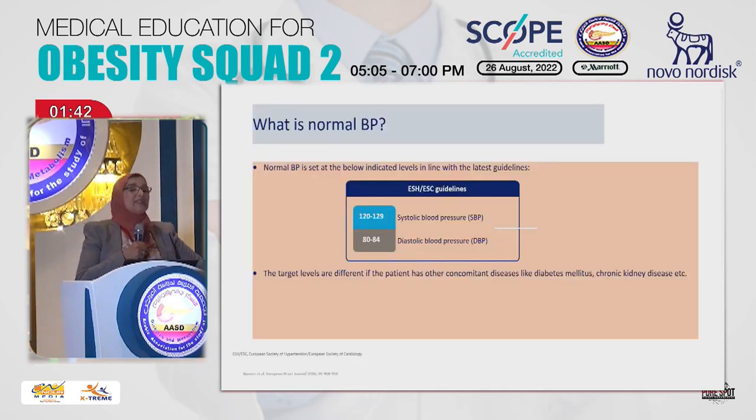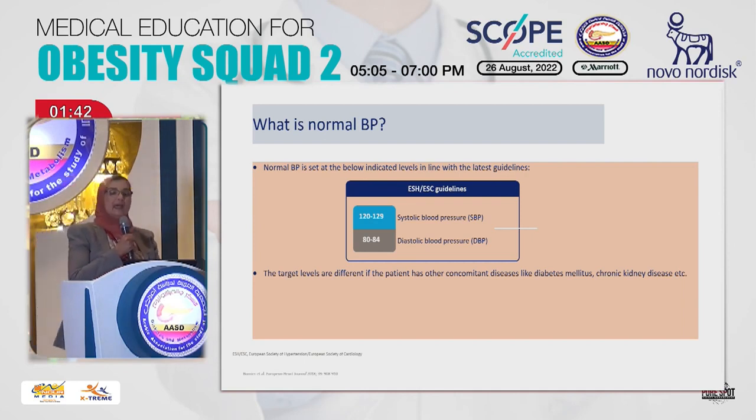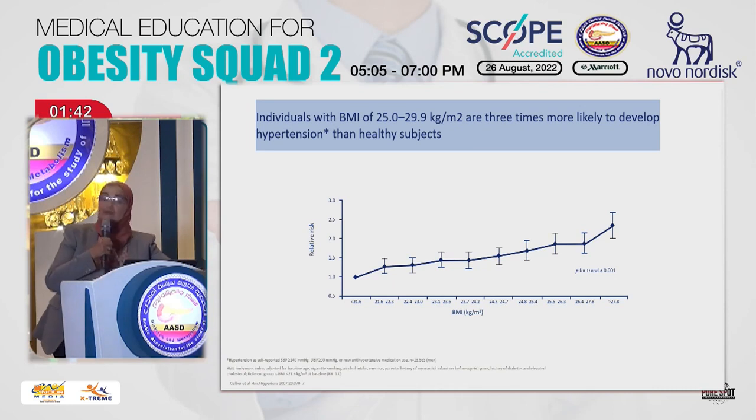What about hypertension? In Egypt, in the presidential initiative of 100 million, it was seen that around 30% of Egyptians have high blood pressure, that is hypertension. As we all know, this is the normal blood pressure, and the target levels for the patient are a little bit lower in diabetics and in those with chronic kidney disease. Again, those with a body mass index more than 25 are 3 times more likely to develop hypertension than healthy subjects.